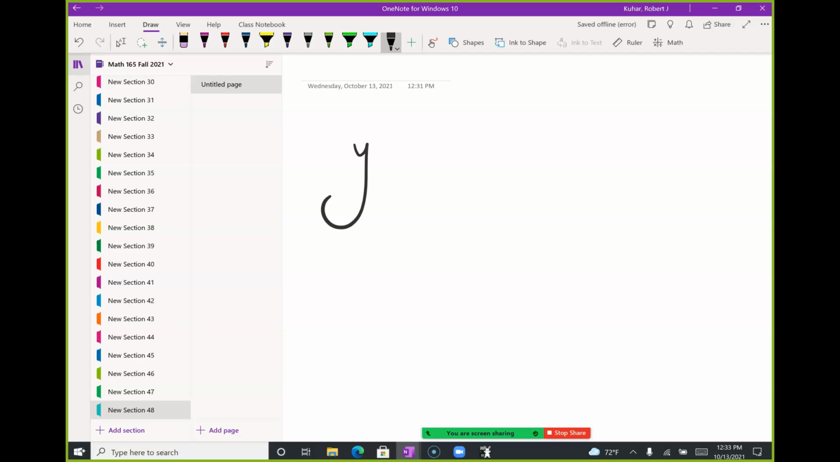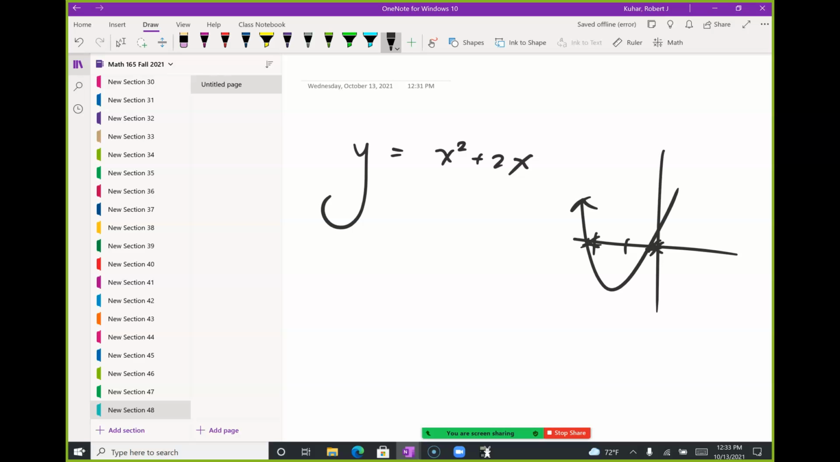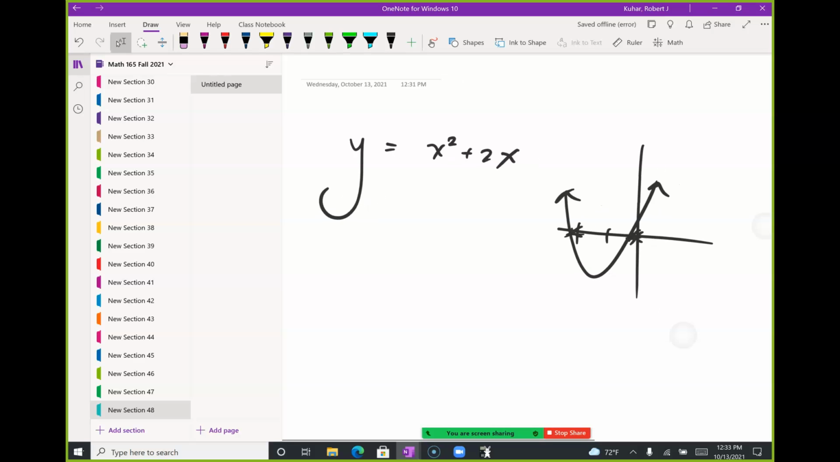So I've got a quadratic of x squared plus 2x, right? Does it open up or down? Well, you're going to graph it in your calculator, and clearly it opens up, right? I have a 0 at 0 and a 0 at minus 2. So it's doing something like this, right?